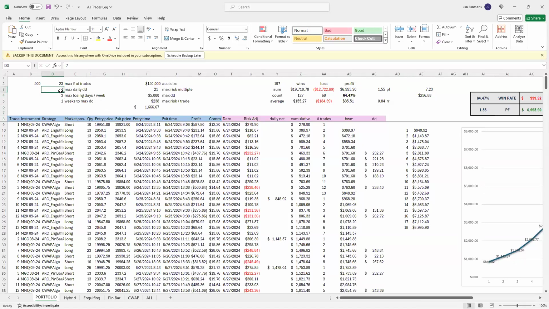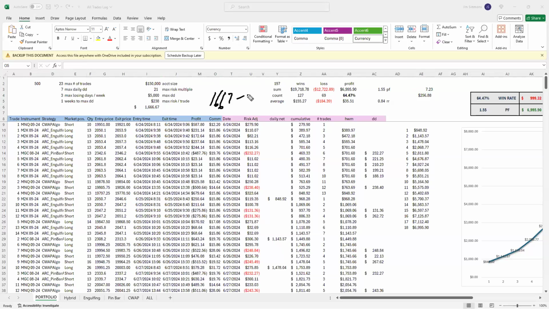So this is saying that if you're down 7 trades, you're done for the day because you're averaging 7 trades a day. Some days you get a lot more, apparently. But if you're down 7 trades, you're done for the day. So that puts you at a max risk of 1,667. Okay, so that's your max risk for the day.